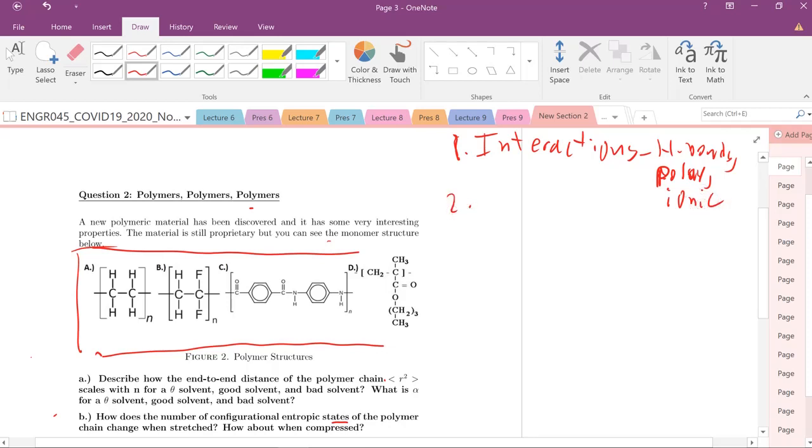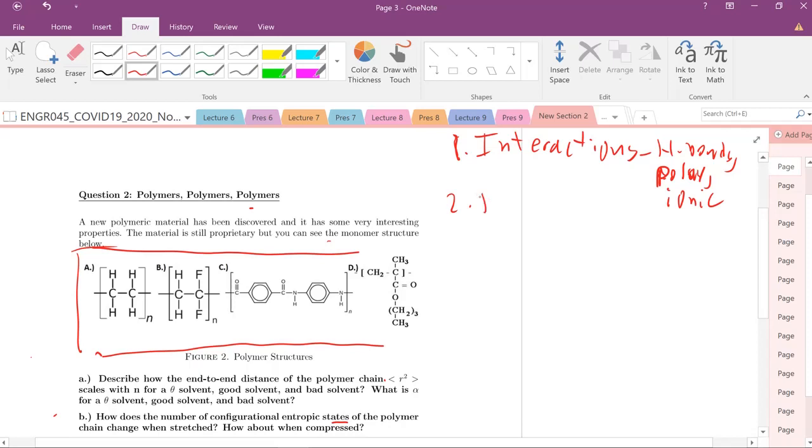Because TG, remember, is the transition from the glassy state where the polymer is almost frozen to the rubbery state, or almost liquid-like state, where the polymer can kind of wiggle and move around. So if there's interactions between the chains or even intramolecular interactions within your monomer unit, that is going to make it more difficult for the polymer to move and wiggle around. So that is one thing that we're looking for here.